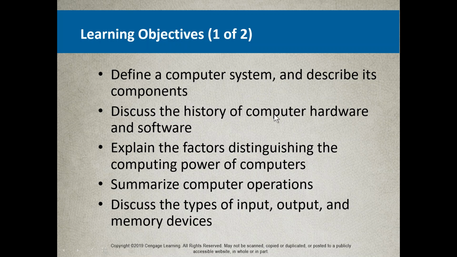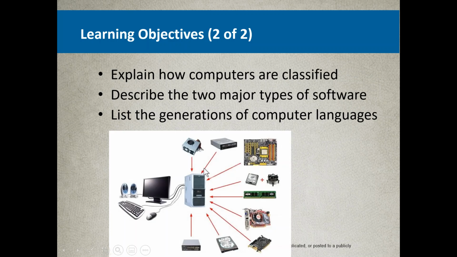So how does all the computer power and the terminology, summarize computer operations. We'll discuss a little bit of the input, output, and memory devices, and look at the hardware components, and explain how computers are classified, describing the two major types of computers, and finally finishing off with a list of generations of computer languages. What kind of computer languages are out there? So this graphic sums up what we're going to be looking at in this, and you'll probably recognize a lot of this, but you should be familiar with all the terminology.